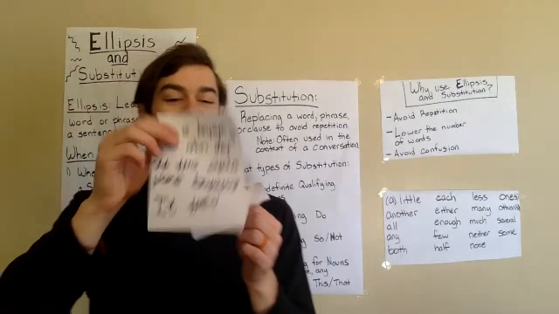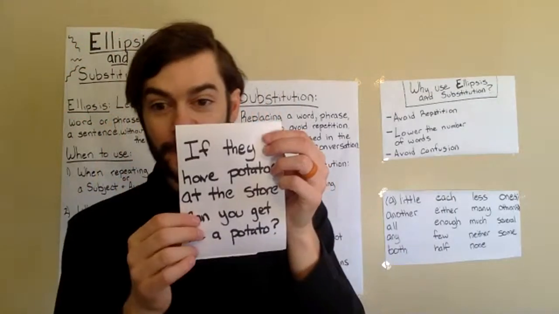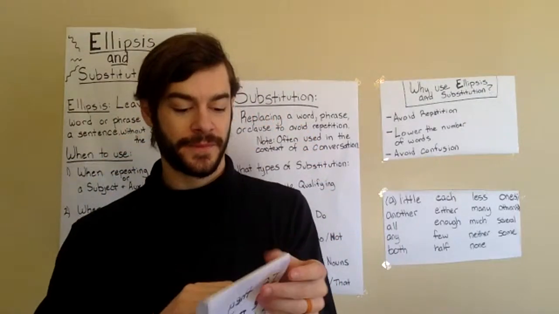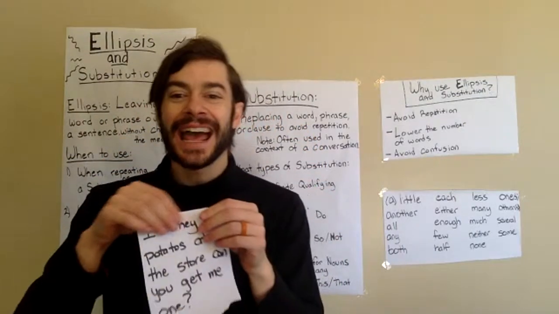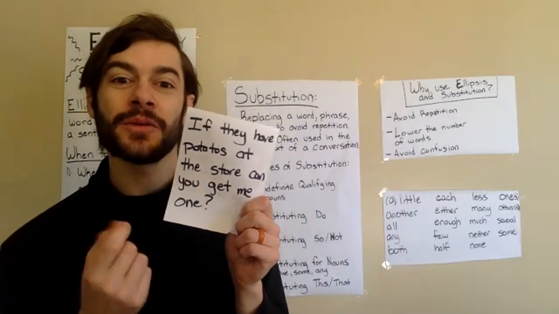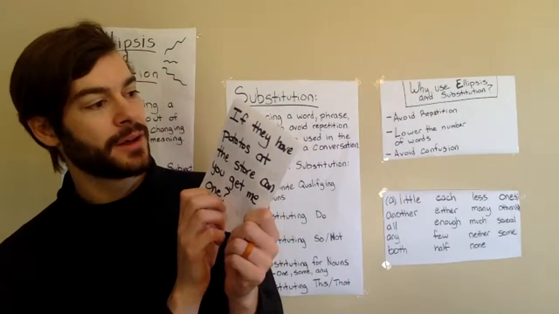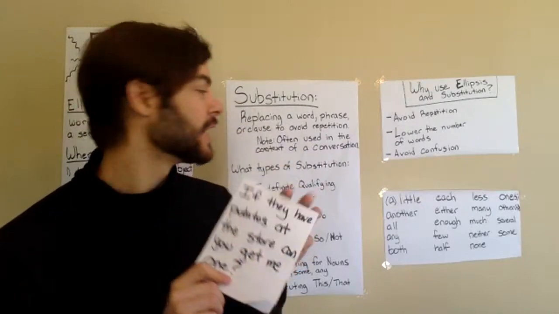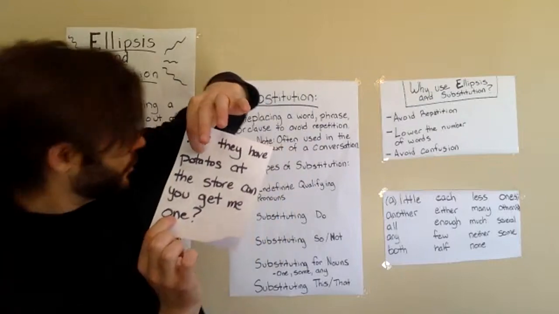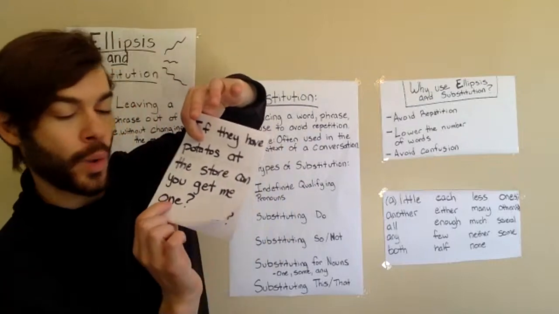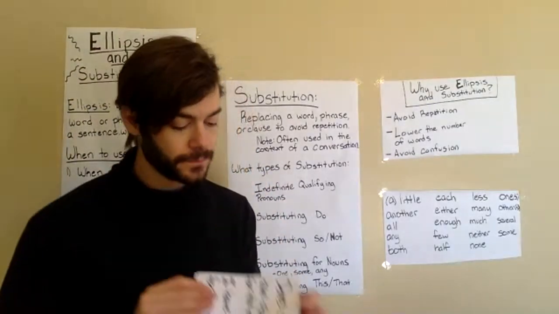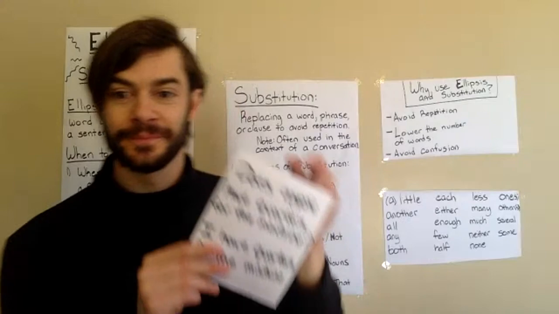So in the last sentence, we said a potato, right? So can you get me one? Very good. I'm seeing that in the chat. Excellent. If they have a potato at the store, can you get me one? Very good. Okay, so we're substituting the noun for one. Very good. Okay. So let's look at another example.